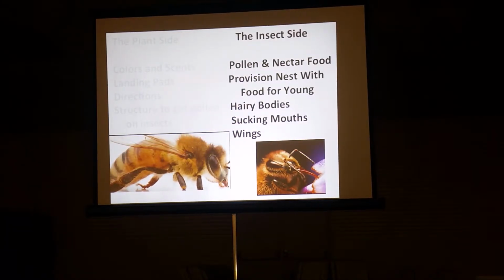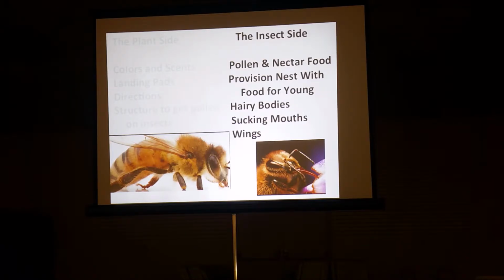If you look at it from the insect side, the insects need to have this sort of an adaptation. They have to use pollen and nectar as food. And that's the reason they're coming to the flower. They need to provision their nest with food for their young. It's not just enough for them to come to that flower and eat the pollen or eat the nectar. They want to take it back to their nest to feed their young. And that's how you get continuous pollination going on. And in order to get pollen on them, they have to be hairy. They have to have hairy bodies.